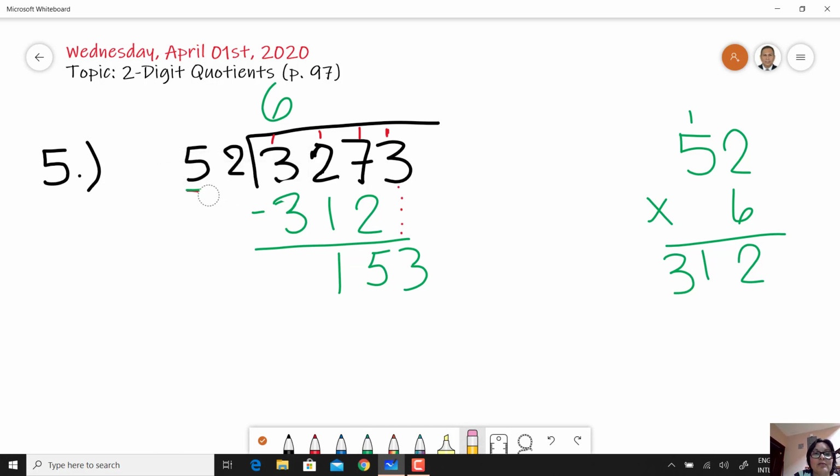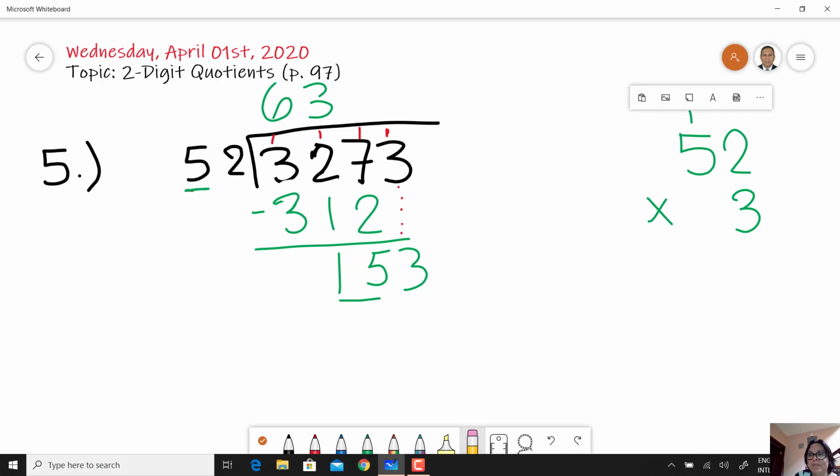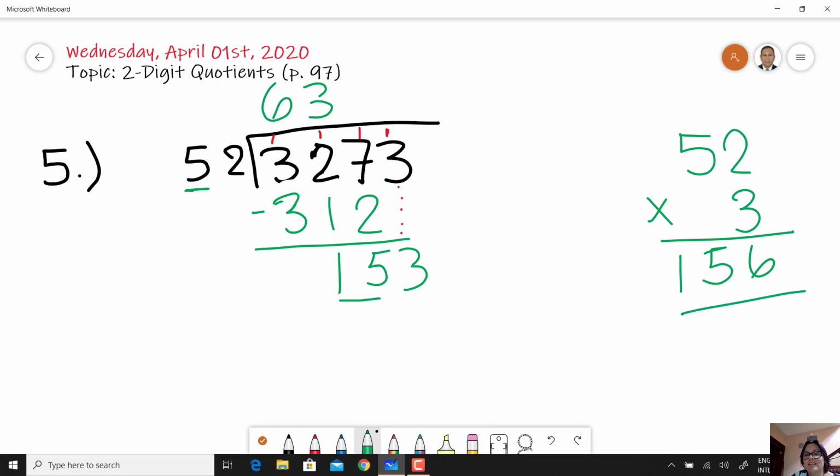So let's do our trick again. We take from here only number 5, and from here 15. What number can you use in the quotient? Number 3, because 3 times 5 is 15. But you have to multiply 3 times 52. So let's do it. 52 times 3. 3 times 2, 6. And 3 times 5, 15. Can you use this one, 156? No, because 156 is greater than 153.